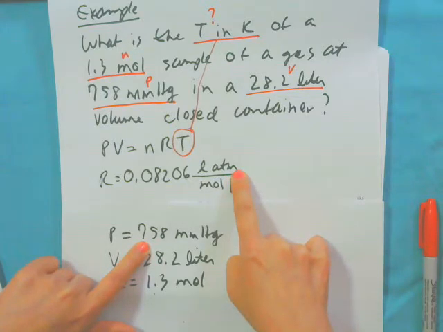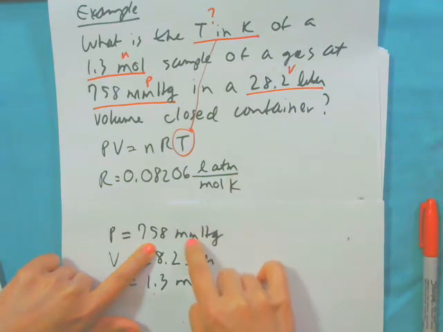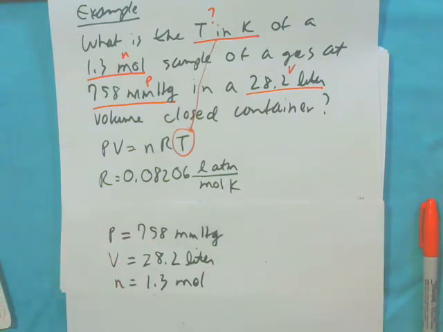Why? Because if we don't, what will happen is that when we try to plug in the R, and we have pressure in millimeters of mercury, and the R is in units of atmospheres, it's not going to work. It's not going to cancel out. So we have to convert from millimeters to atmospheres. We're not going to convert in the opposite direction. We're going to go from millimeters to atmospheres.